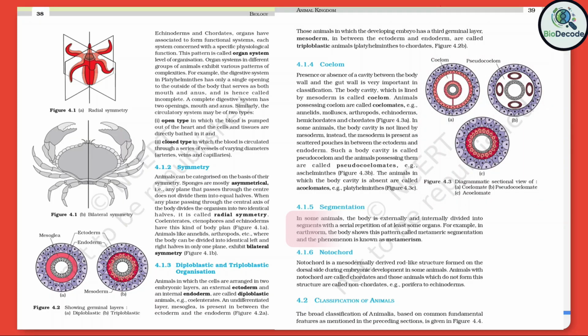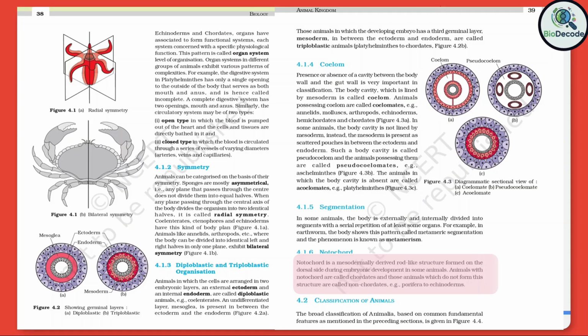Segmentation. In some animals, the body is externally and internally divided into segments with a serial repetition of at least some organs. For example, in earthworm, the body shows this pattern called metameric segmentation, and the phenomenon is known as metamerism.